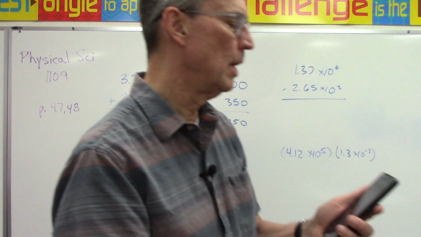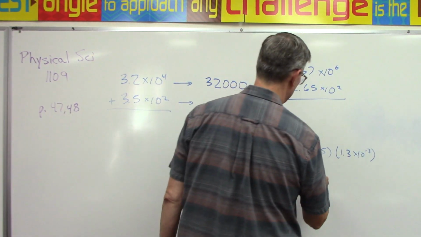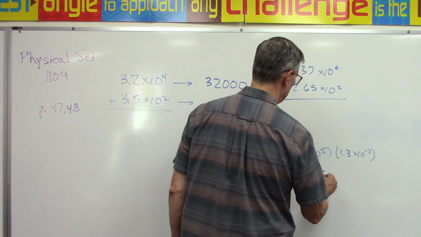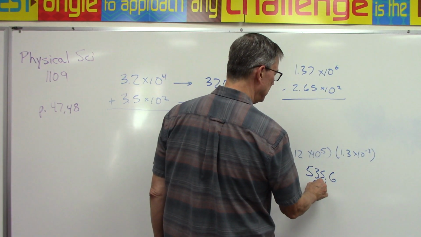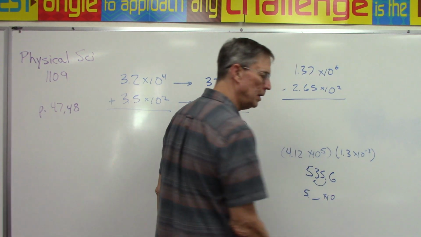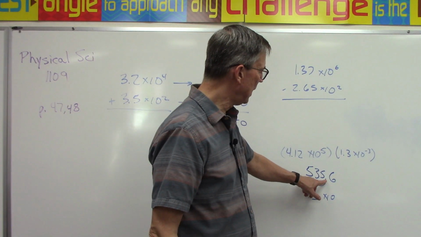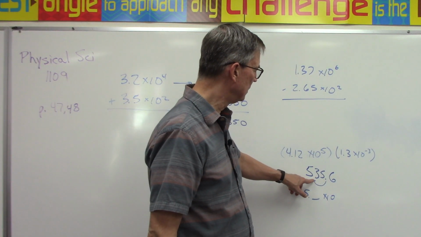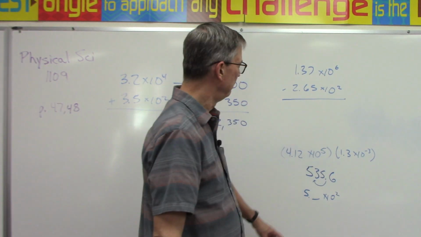So this answer that I just got, I got 535.6 on the calculator. And so I'm going to move the decimal now to get it back into here. So 5 point something times 10 to a power. All right, so our final answer, how many places did I have to move the decimal? Twice, okay? So it's going to be times 10 to the 2nd power.